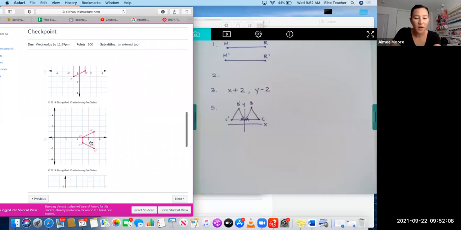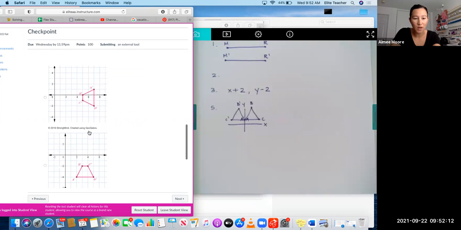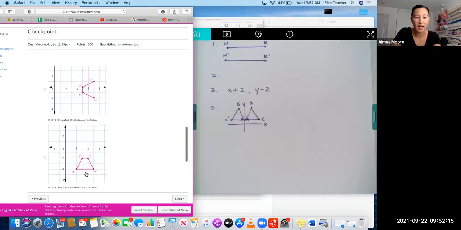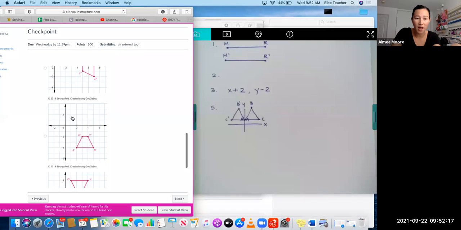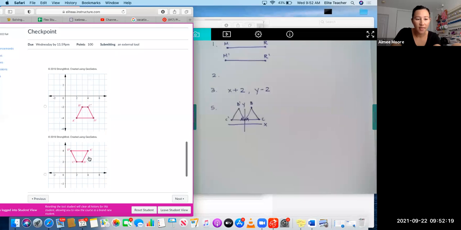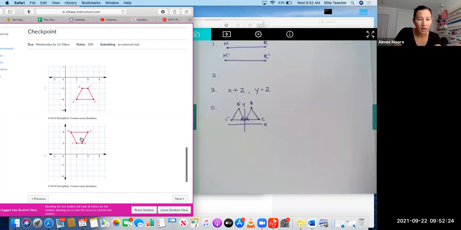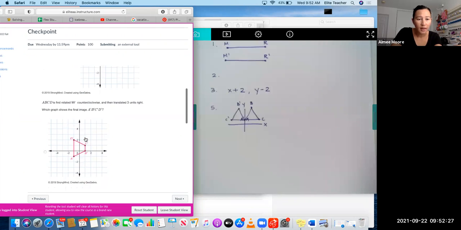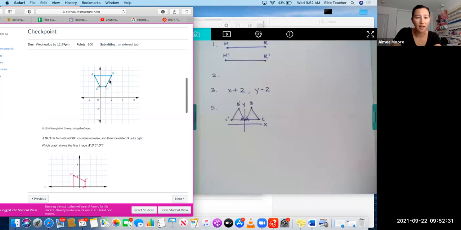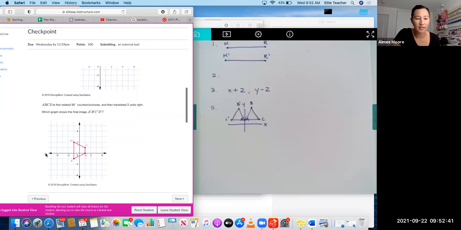So this one was rotated clockwise 90 degrees, so it wouldn't be this one. This one would have been rotated 180 degrees, because now it's from up here and now it's down here. And then this one, so we know that, like we said, it would be this first one, because we're looking for it over here in this area for it to be 90 degrees counterclockwise, and then it was slid over 3 to the right. So yes, the first one.